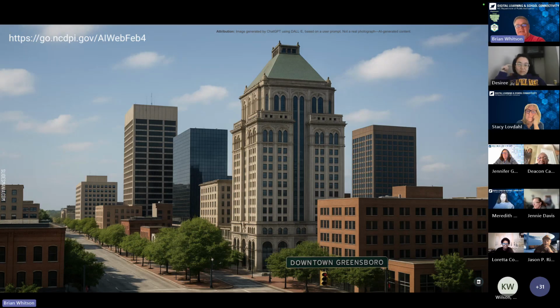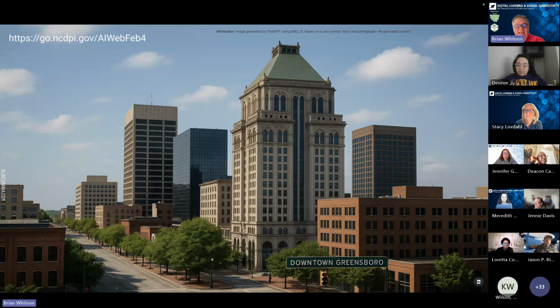And so as you look at it, it is almost too perfect for a picture. You have very linear lines. You do see some of the buildings that are characteristic of downtown Greensboro. You see the Jefferson Pilot building there.